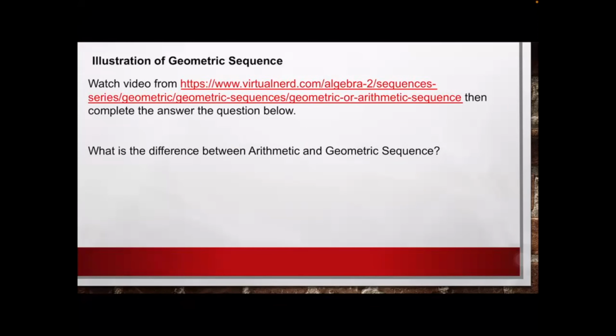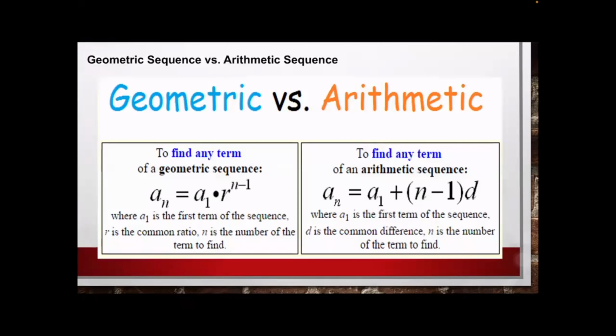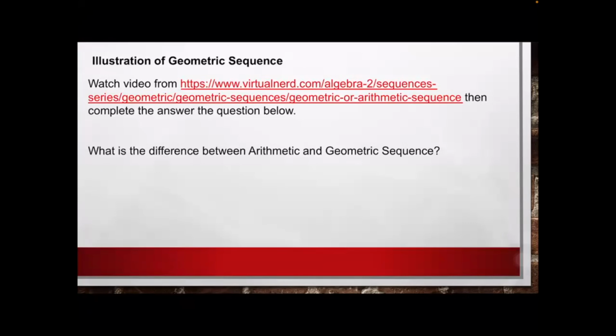We have here the illustration of geometric sequence. So we have to watch a video from this link. Then after that, you have to identify what is the difference between the arithmetic and geometric sequence. So, let's start.